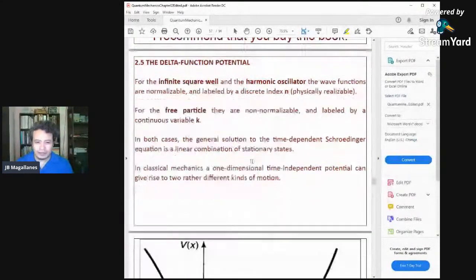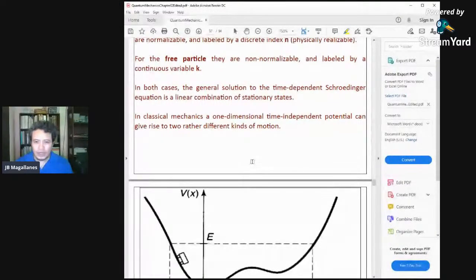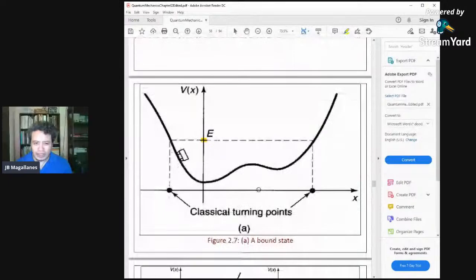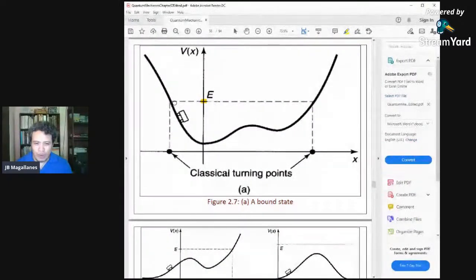Now we look at this figure. For example, you have this kind of potential. Looking at this one here, if your object is given a maximum energy of E, then this particle can rock from this point to this point classically. So it goes back and forth between these points. That's in classical mechanics.